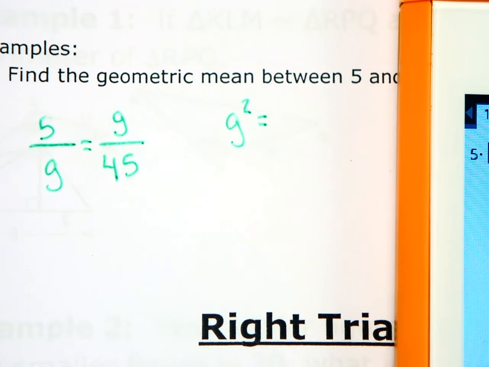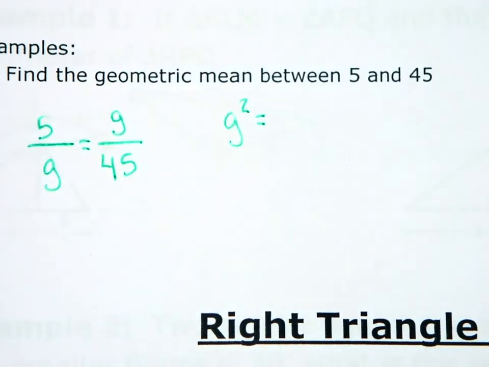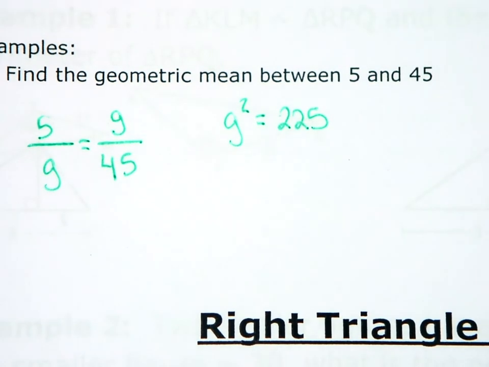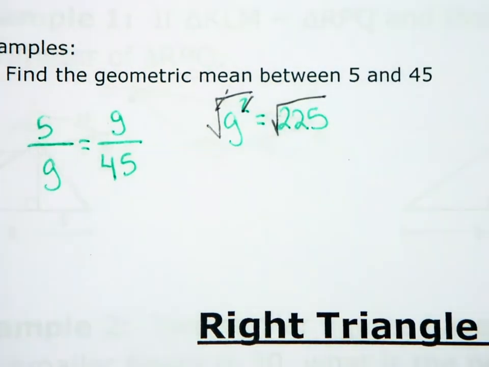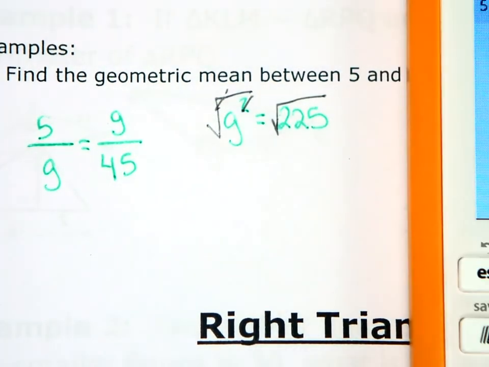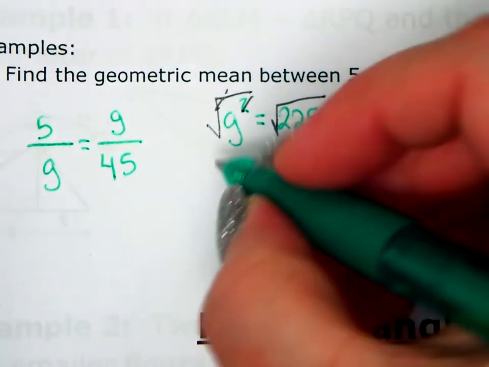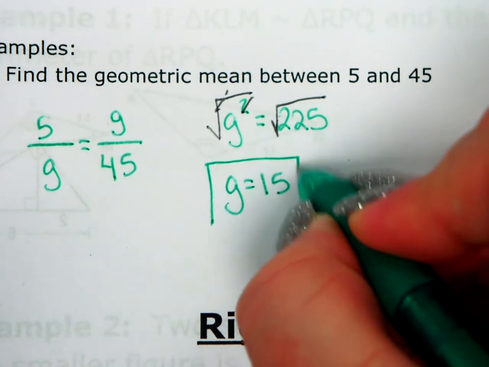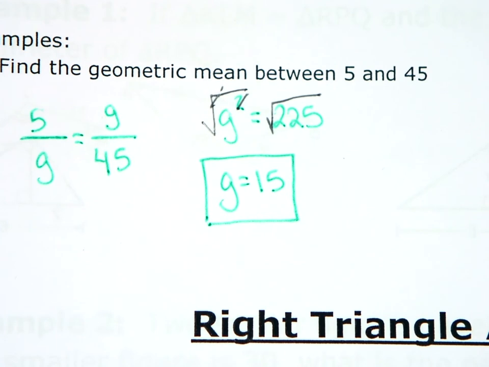So 5 times 45 is 225. And then to unsquare it, I square root. And G equals the square root of 225, which is just 15. So G equals 15. Your geometric mean is 15.